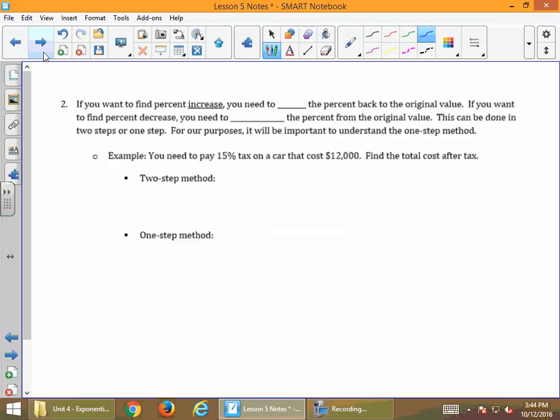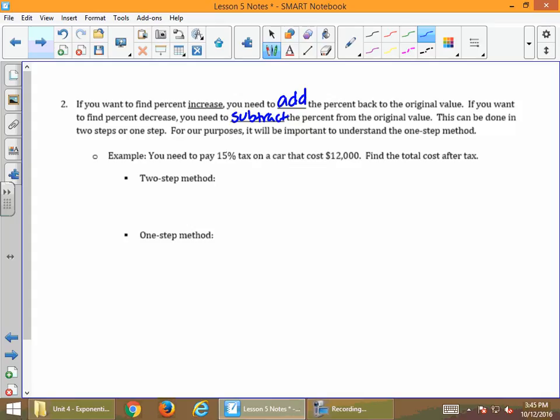If you want to find percent increase, you need to add the percent back to the original value. If you want to find percent decrease, you need to subtract the percent from the original value. This can be done in 2 steps or 1 step. For our purposes, it will be important to understand the 1-step method. So take, for example, you need to pay 15% tax on a car that costs $12,000. You want to find the total cost after tax.